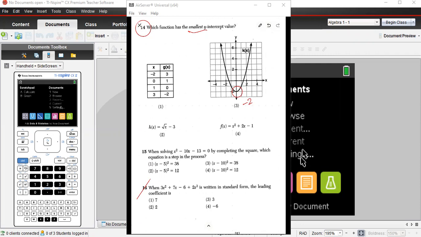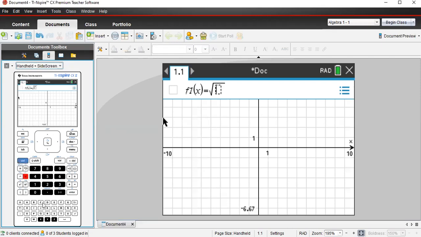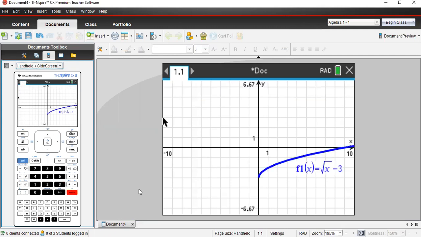Now, for the next one, I'm actually going to go to the calculator and graph those two functions. The first one is the square root of x minus 3. So I do control, the square root of x, and then -3, press enter. All right, you can see here is where the y-intercept is. Now, if you can't figure out what those numbers are, you can use the calculator. It'll find it for you.